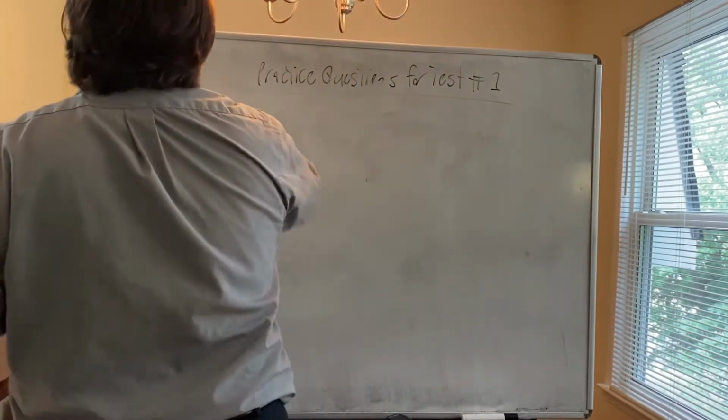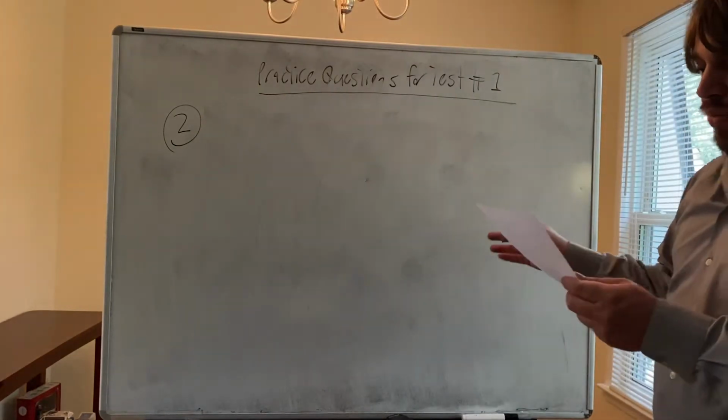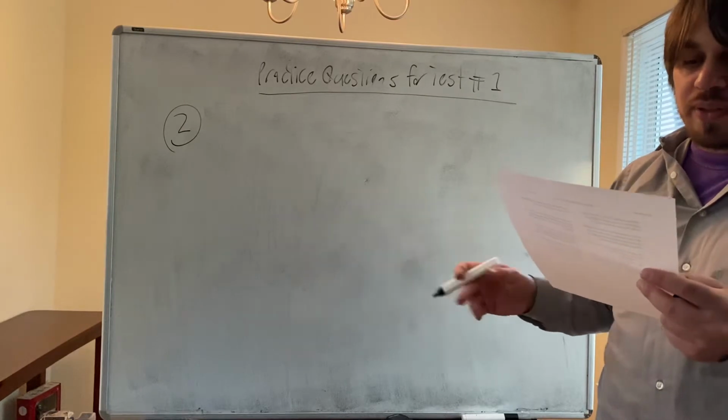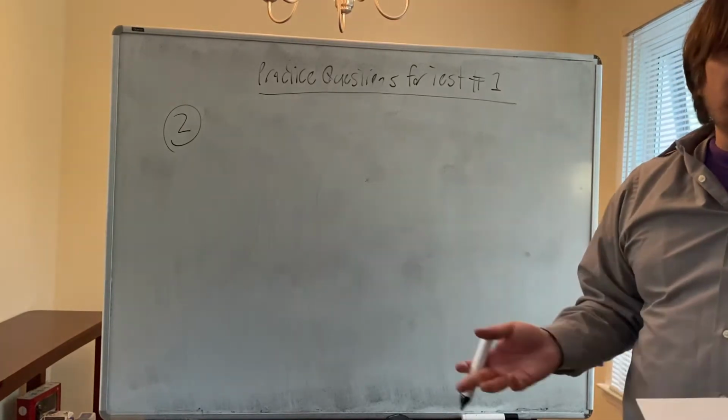Number 2 in the practice questions for test number 1. A card is drawn at random from a standard deck of 52 playing cards, so that each card has an equal probability of being drawn. Find the probability of drawing. So you need to know the standard deck of cards.